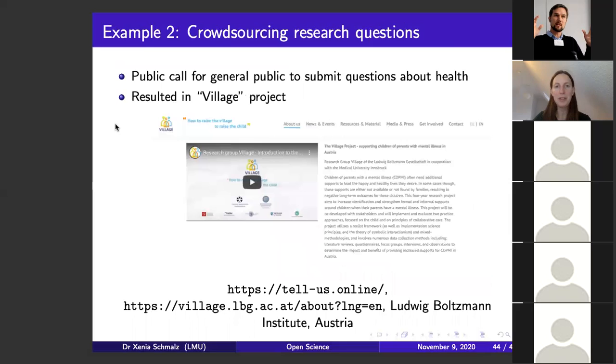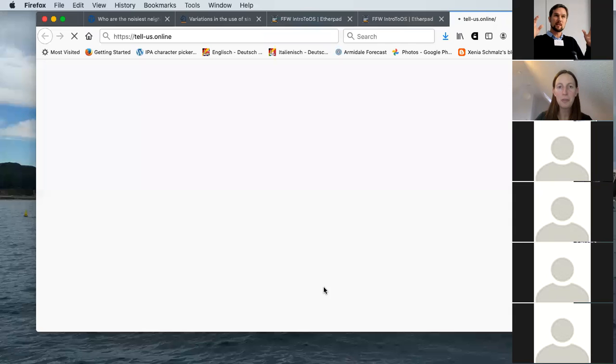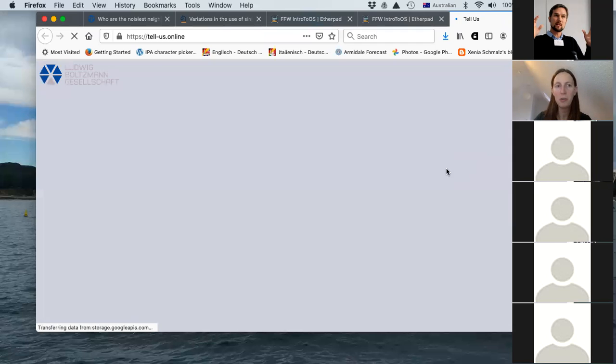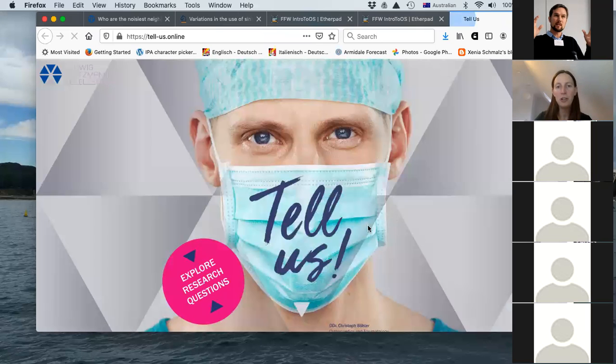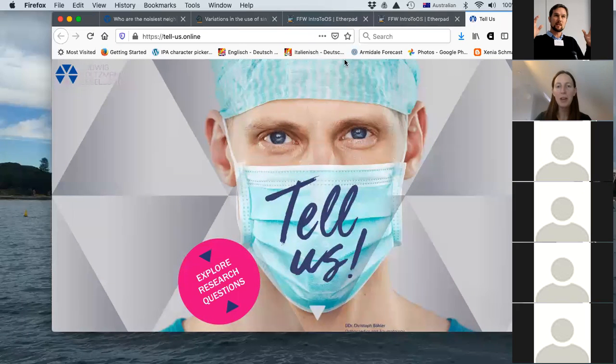Second example is about citizen involvement in science. So this is actually two projects. So it started off with a project called Tell Us, I think I can go to the page. It's probably actually no longer working. So on this website, people were able to give input about the research questions that they would like to see addressed by research.